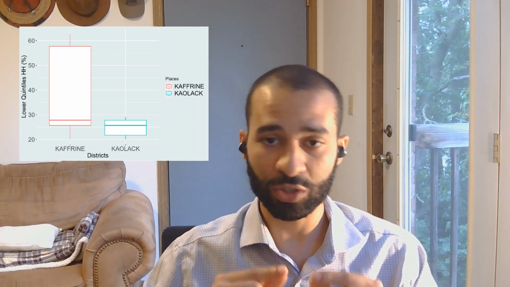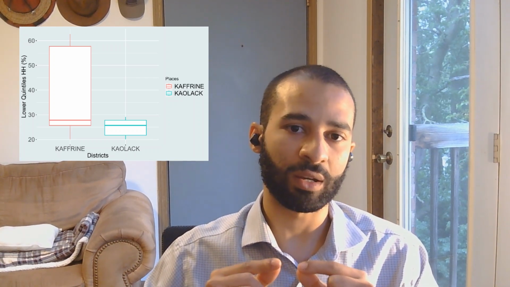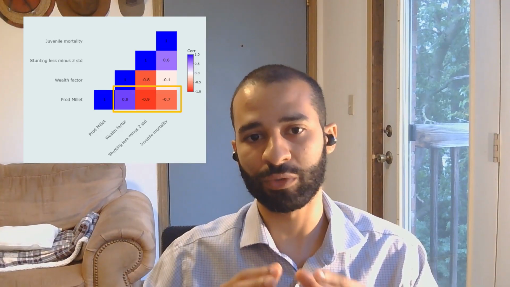Using box plots, we saw that Kaffrine has much higher variability in the percentage of households with lower income. This suggests greater vulnerability among households. Then we look at correlations. In Kaffrine, millet production strongly correlates with wealth, stunting, and juvenile mortality. In Kaolack, juvenile mortality correlates more with millet prices than with production itself, with mortality increasing as prices rose.